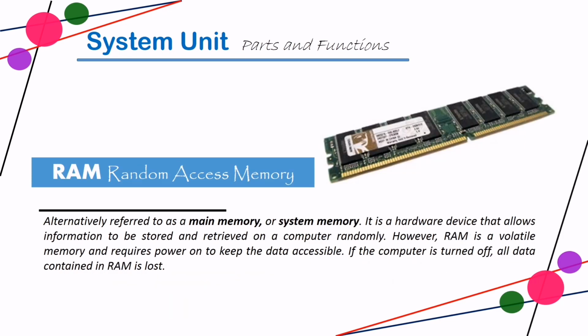RAM, Random Access Memory, alternatively referred to as main memory or system memory. It is a hardware device that allows information to be stored and retrieved on a computer randomly. However, RAM is a volatile memory and requires power on to keep the data accessible. If the computer is turned off, all data contained in RAM is lost.